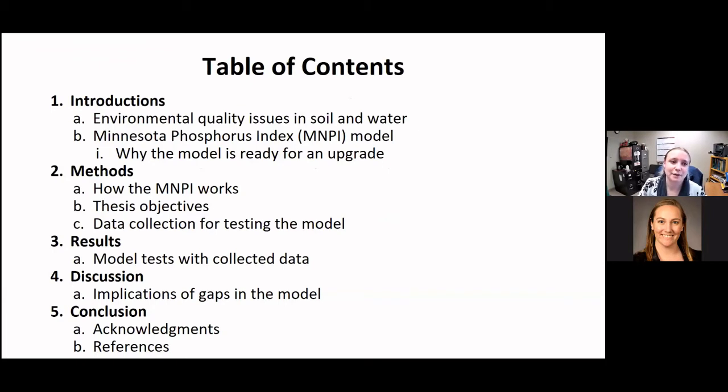To get us started, here's a table of contents to go over the pieces of the presentation today. So introductions will be on environmental quality issues in soil and water, as well as Minnesota phosphorus index modeling and why the model is ready for an upgrade. The methods on how the MinPI works, my thesis objectives, as well as data collection for testing the MinPI model, results of my studies and model tests with the collected data, the discussion afterwards on the implications of the gaps in the model, and then finally some conclusion remarks and statements.